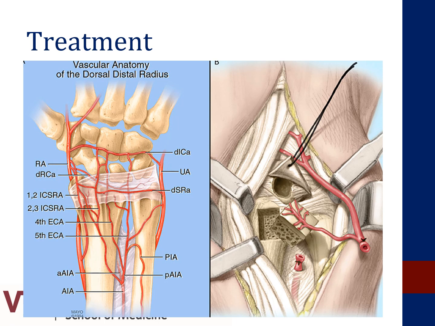Here again is a depiction of the vascular anatomy of the dorsal distal radius, and then the attached image is a depiction of the most commonly utilized pedicle bone graft. It is based upon the 4-5 extensor compartment, very similar to the scaphoid non-union that utilizes the 1-2 or the 2-3 intercompartmental artery. We just shift this more ulnarly and it utilizes the 4-5.